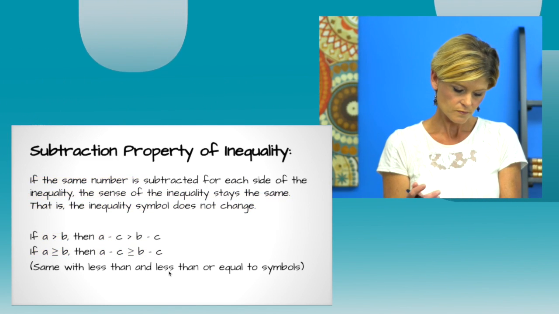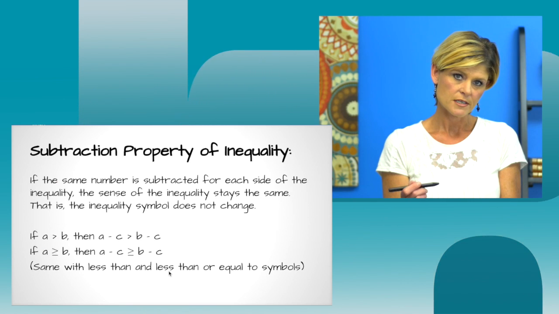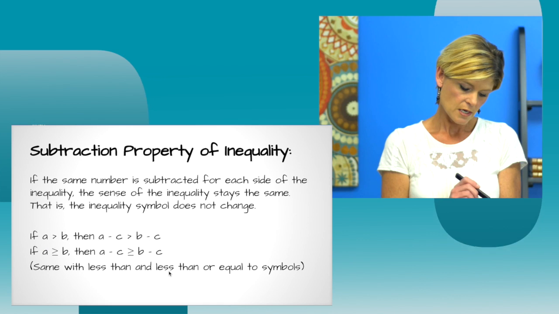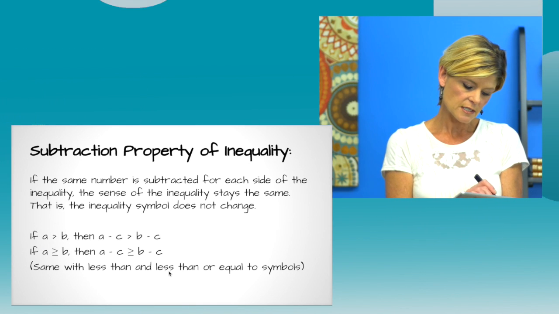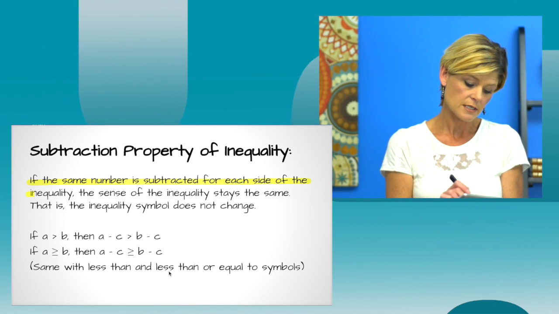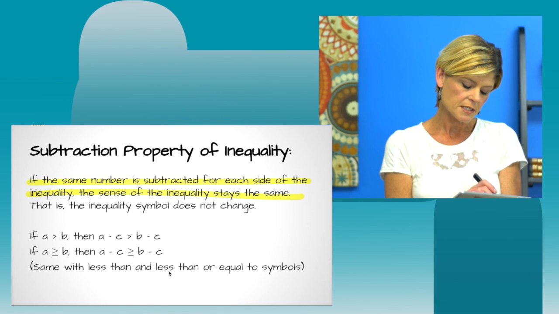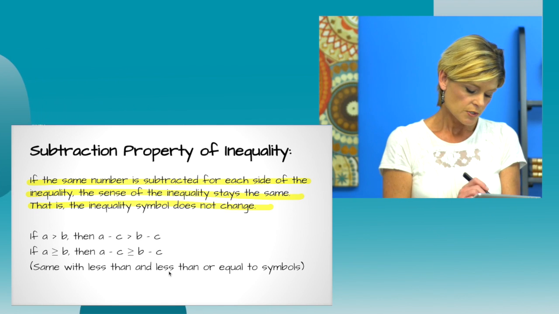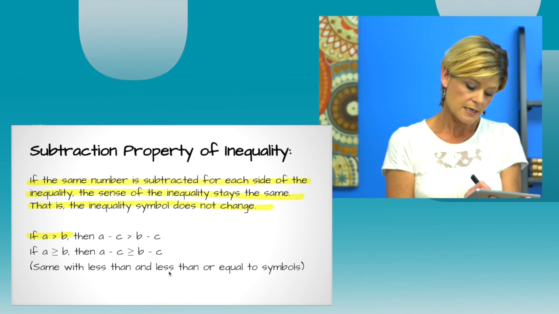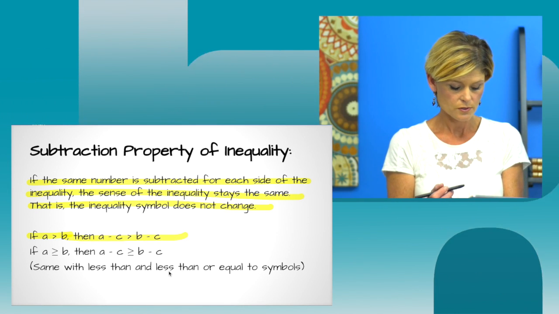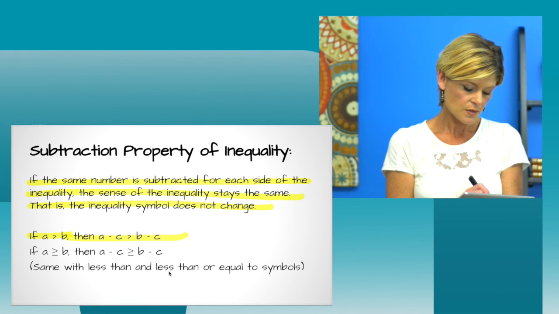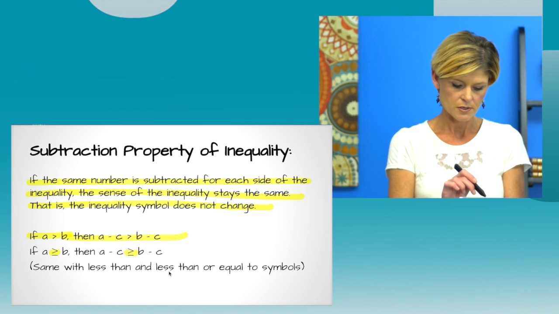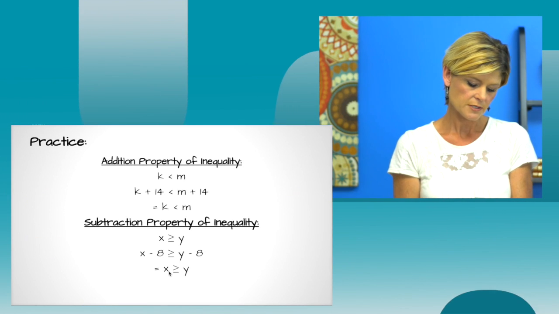The same is true with less than and with less than or equal to symbols as well. The subtraction property of inequality basically tells us the same thing, but with subtraction. It tells us that if the same number is subtracted from each side of the inequality, the sense of the inequality stays the same. That is, the inequality symbol does not change. So if A > B, then A - C is going to be greater than B - C. And same thing with greater than or equal to, and same thing with less than and less than or equal to.